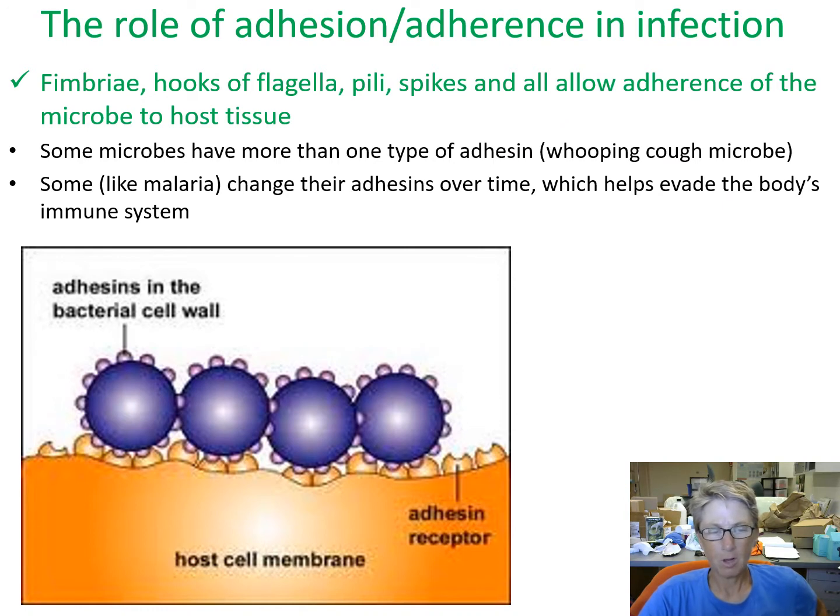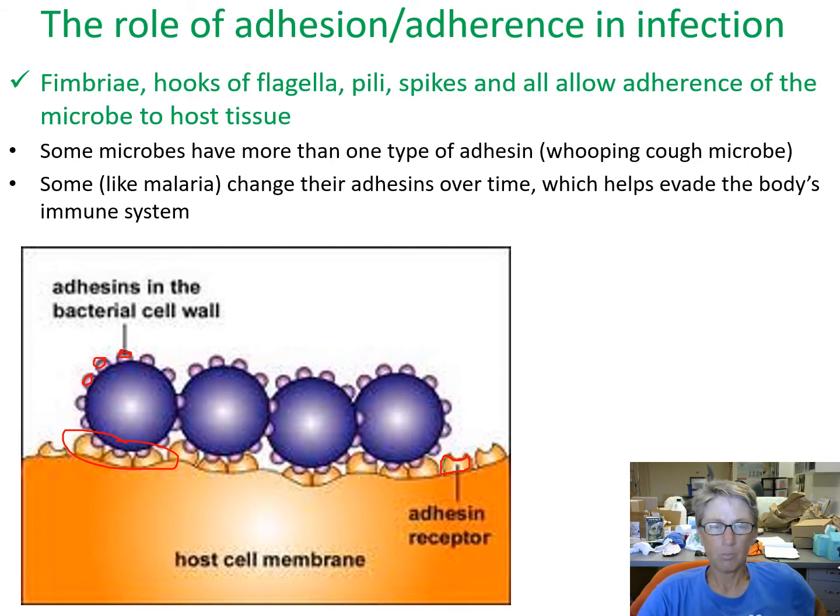Okay, so here's another cartoon, adhesins. So these little purple things are the adhesion molecules in the bacterial cell wall. And then you can see how this is cut out. The adhesion receptor is cut out on the host cell membrane, and they match. So you can see over here they're matching.